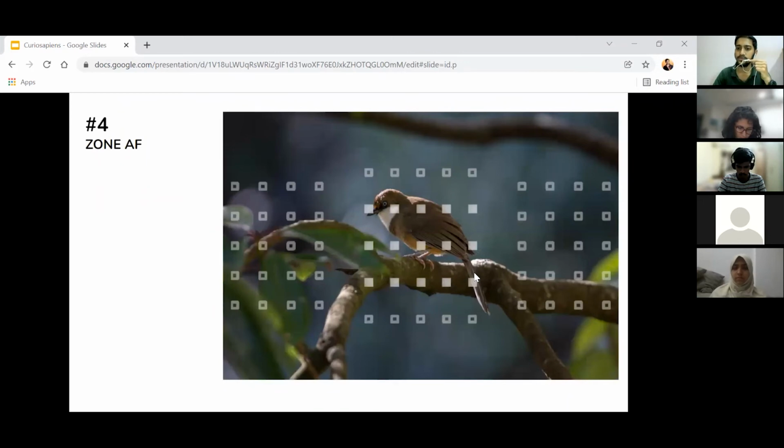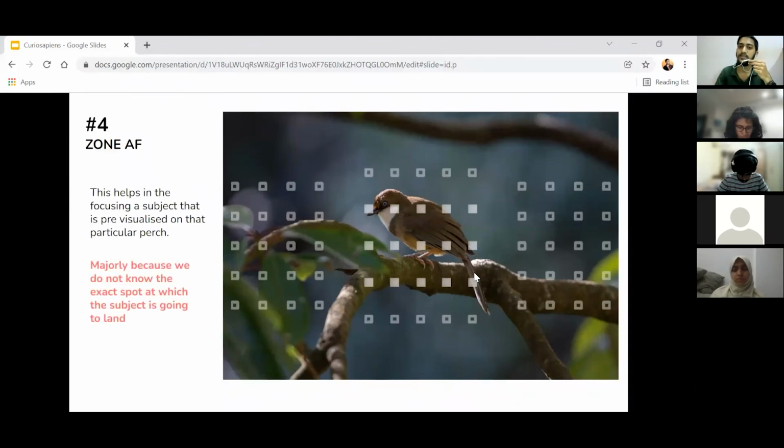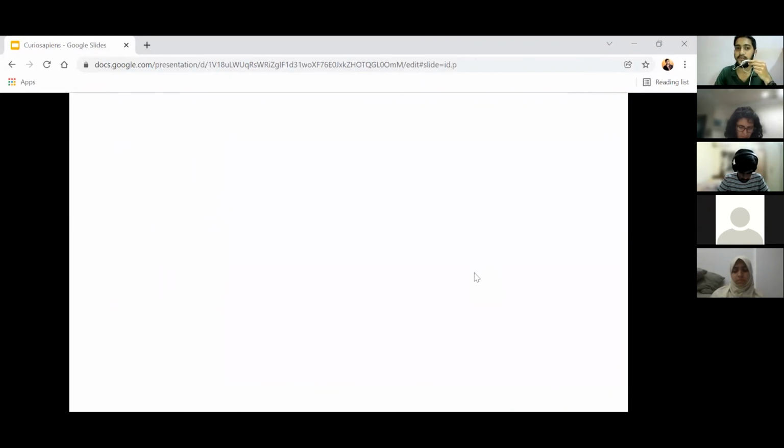Then you have zone autofocus. It focuses on this complete zone. Anything that comes into this zone gets focused. That is called zone autofocus. When you have a subject and you do not know where it comes from, when it goes, or how it behaves, you use zone AF. When the subject comes right into that place, you get it in focus. That is how you use zone AF.